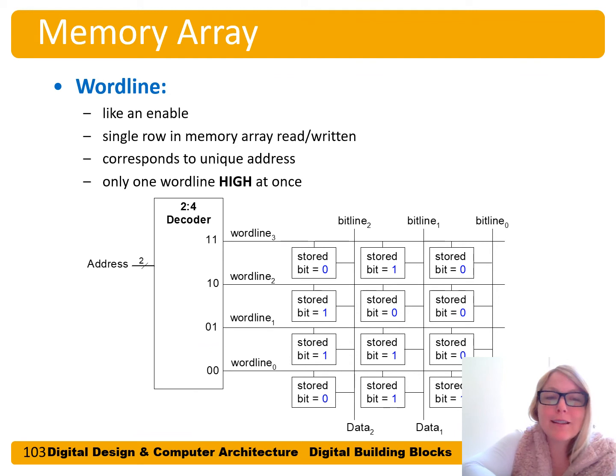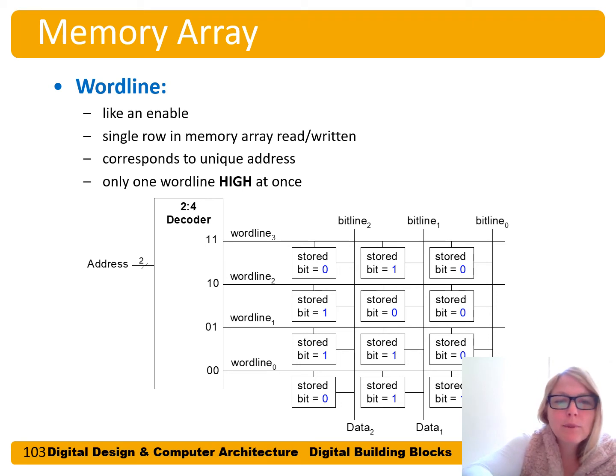So now let's look at the entire memory array. We have word lines, which again are like an enable, and a single row in the memory array can be read or written at any given time. And this word line corresponds to a unique address. So if we look at how we build this, we have a decoder here on the left, and our address comes into the decoder.